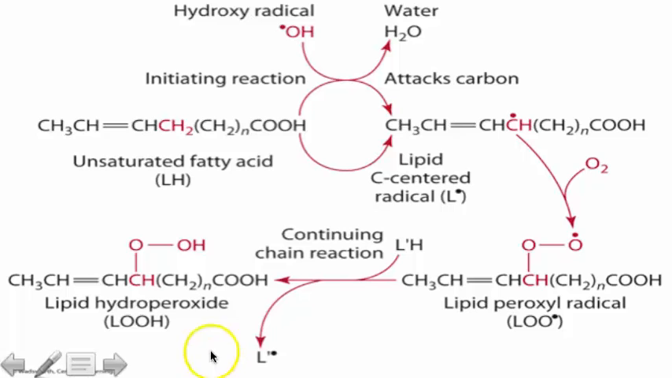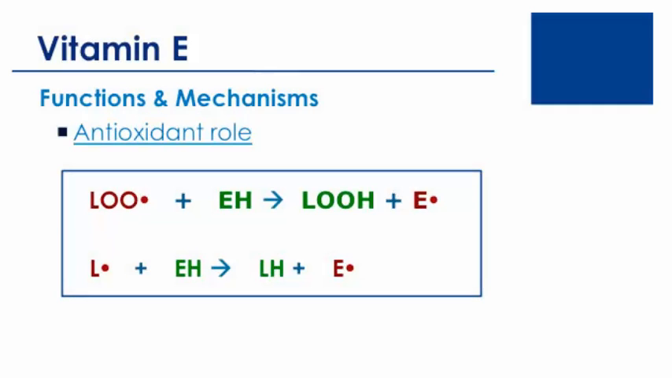So the vitamin E will then be involved in terminating this propagation of the free radicals. We can see here this process. So we have here the lipid C-centered radical. Here we have the lipid peroxyl radical, and then we see their interaction with the reduced form of vitamin E. And we can see when the vitamin E in the reduced form interacts with these radicals, the radicals themselves then become reduced and they no longer have this free radical oxidative capacity.